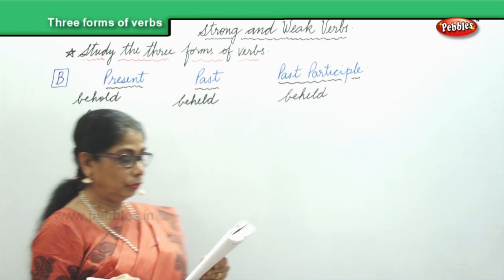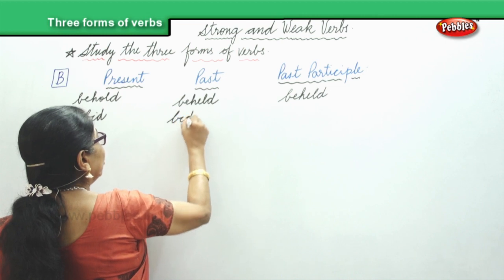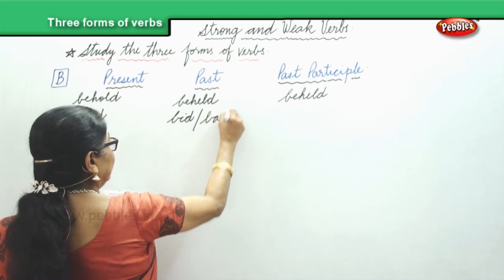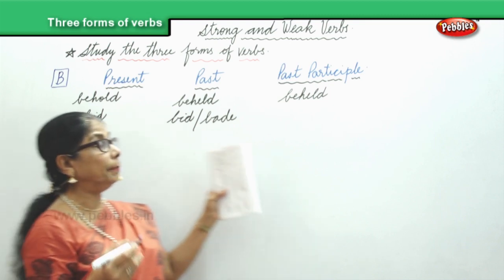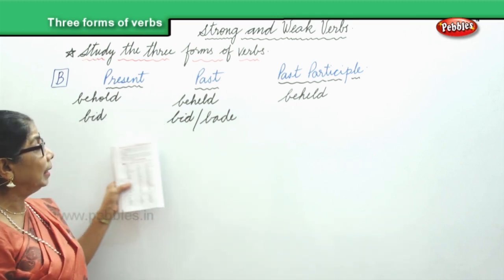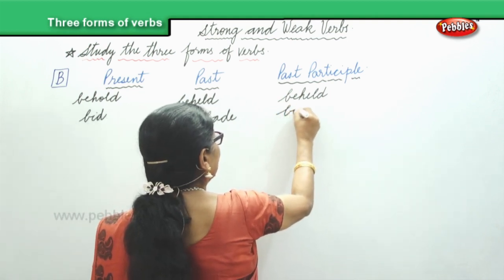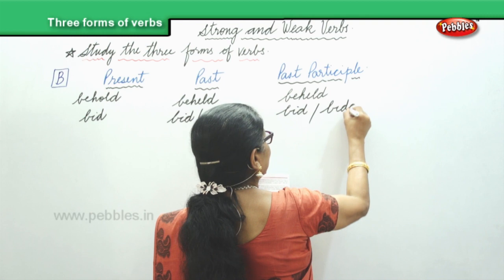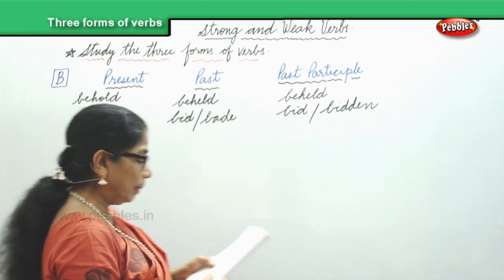Then we have another word here, bid. Normally bid goodbye to someone. Bid. Again for the past, you can either say bid or you can say, I bade goodbye to my friends. Bade. Bid or bade, and actually you can say bid, bid, bid for the present, past and past participle. But you can also change it by saying bid, bade and bidden. You can also say, I bidden farewell to my friends.